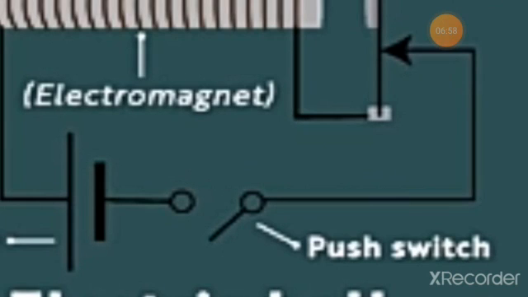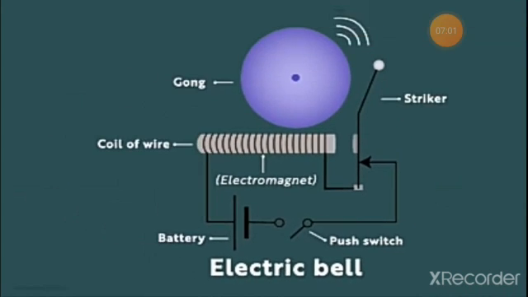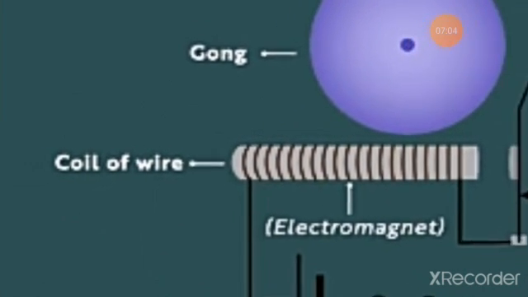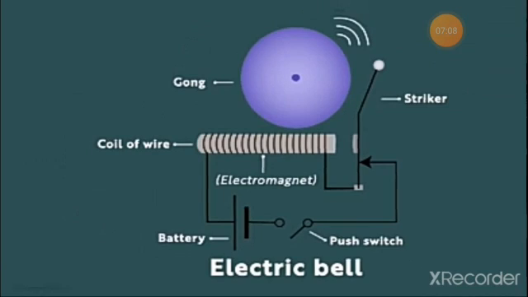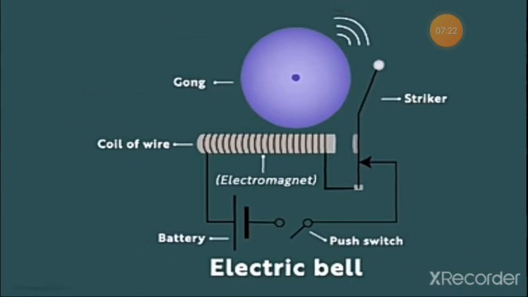Next, a coil of wire that is wound around an iron piece. There should be two coils of wire wound around an iron piece as well. This coil will act as an electromagnet when the electric current flows through the circuit. Next is a battery and a striker. This striker strikes the gong. That's when we hear the sound.